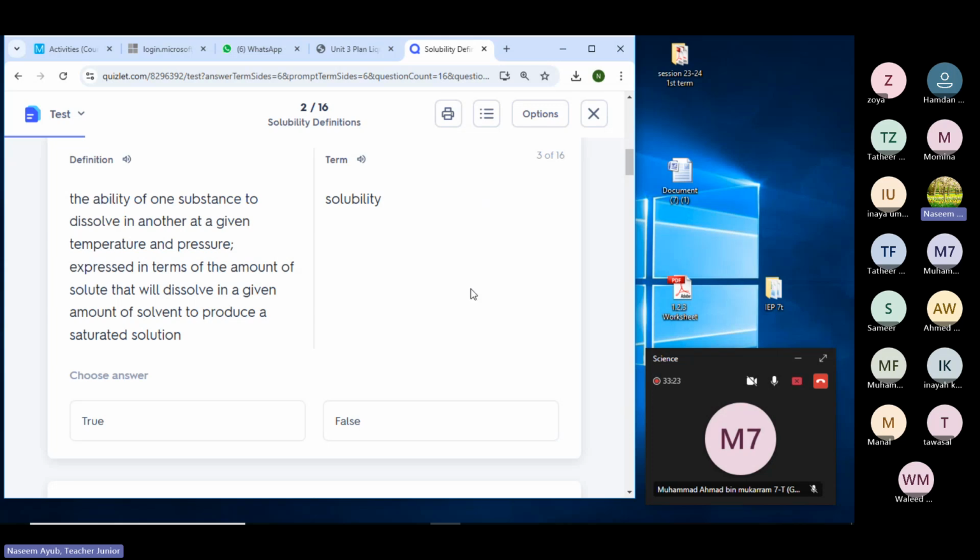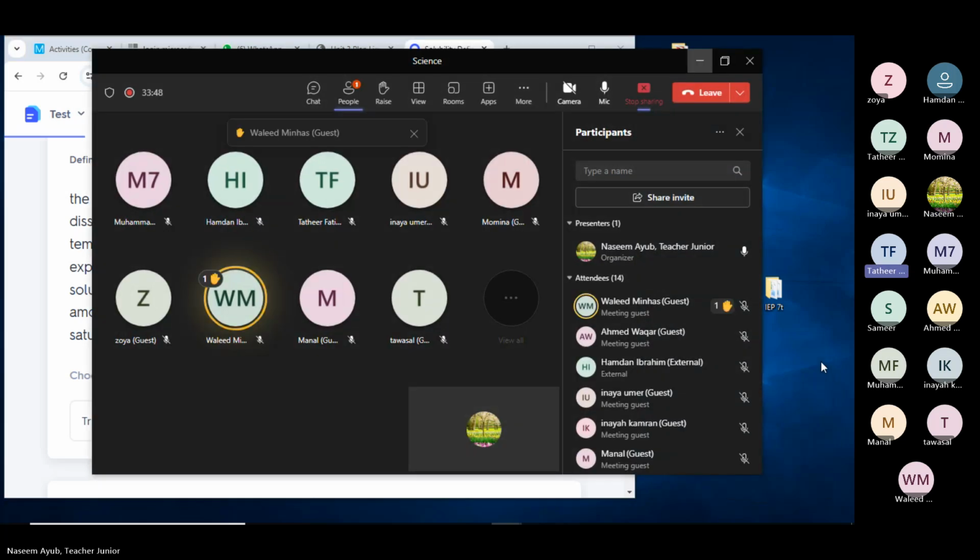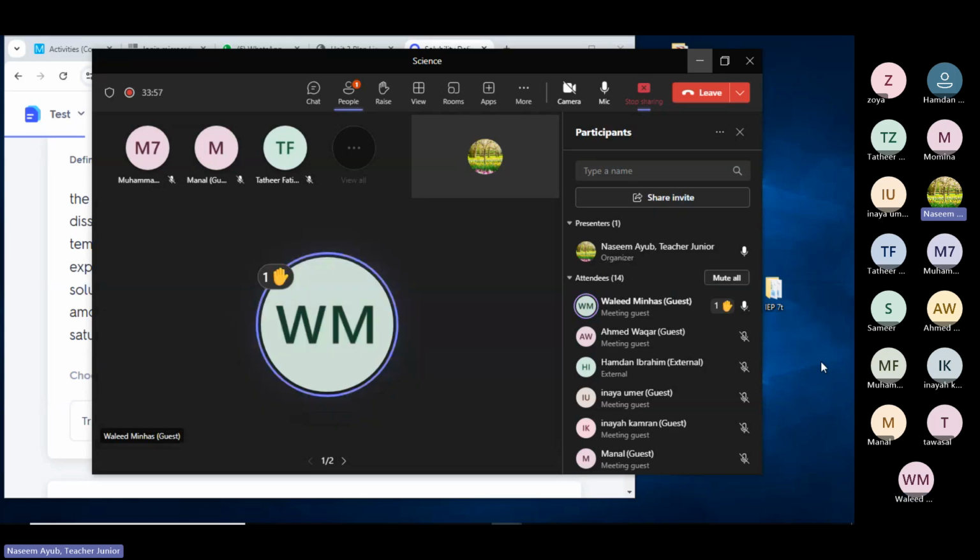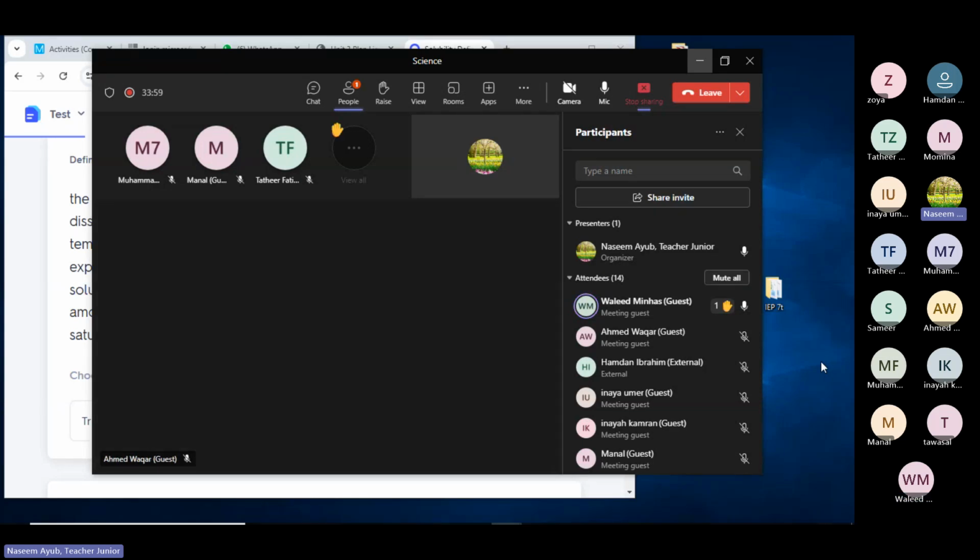He is right. Next definition: the ability of one substance to dissolve in another at a given temperature and pressure, expressed in terms of the amount of solute that will be dissolved in a given amount of solvent to produce a saturated solution. Is it solubility? So, Tathir Fatma, please unmute yourself and tell me. Ma'am, I think it's correct. You think it's true? Yes, Waleed? What do you say? True or false? True, ma'am. Okay, it's true.